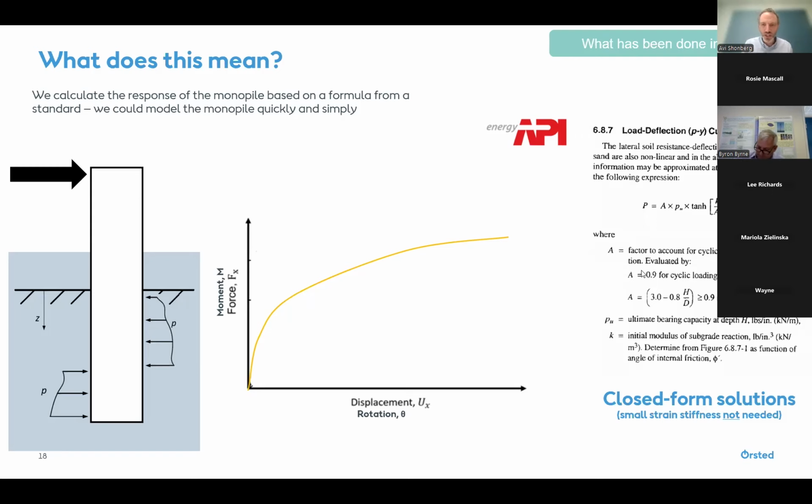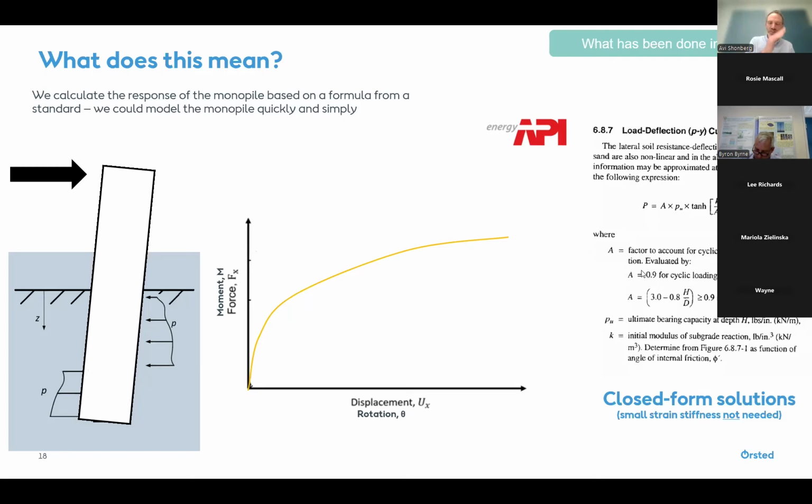So us engineers, being engineers, we simplified the whole thing down to what you can see here on the left, with some springs holding this monopile in place, representing the soil response. And we could calculate the response of the monopile based on some simple formulas, which you can see on the right. So when we push the monopile, as you can see here, we get this curve of force versus displacement. The more you push it, the more it starts rotating over. So we had some simple formulas to apply to these monopiles.